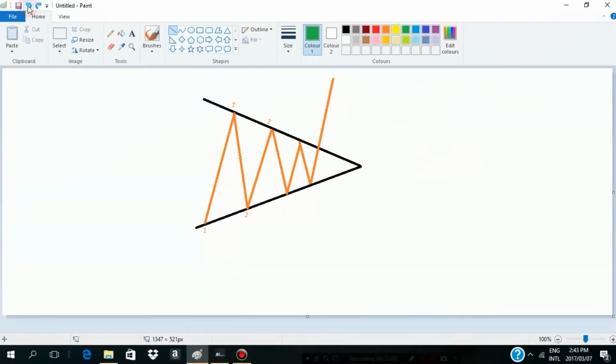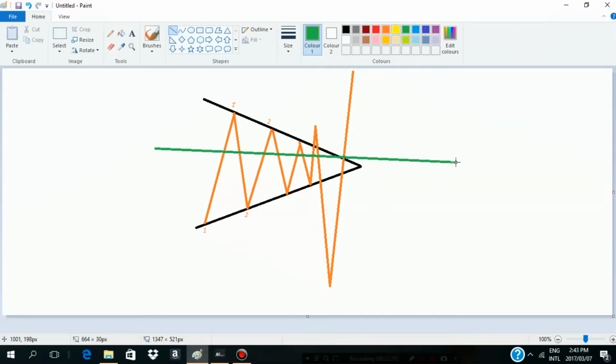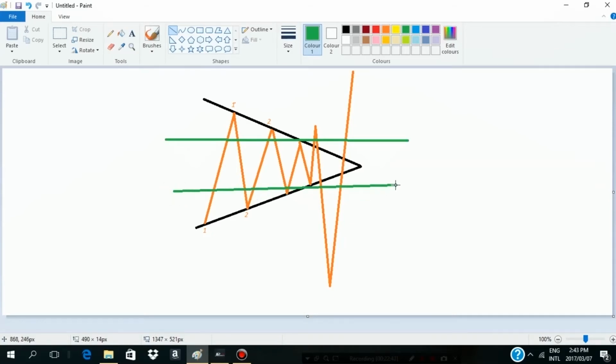So, this is what has happened with our triangle. It broke out just a little, turned around, went all the way down to take our profit, and then came all the way up to take our profit on top here. Now, this is how you usually trade it. You have got your buy somewhere there. And your sell somewhere there.